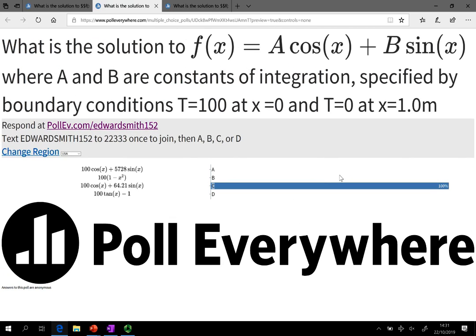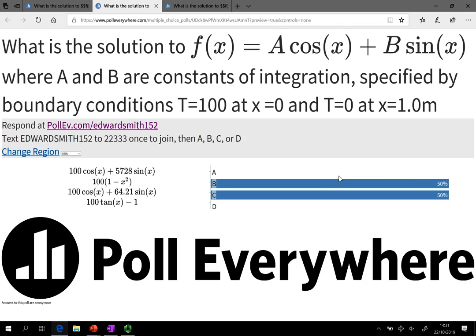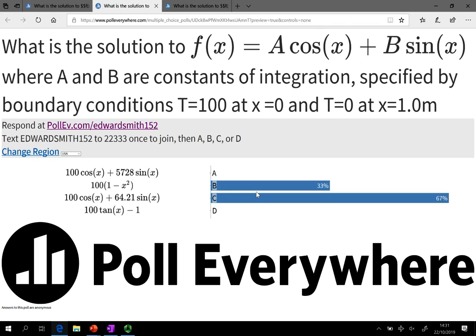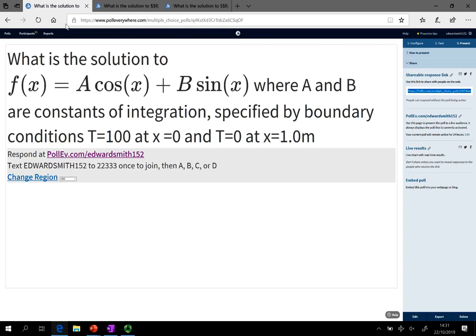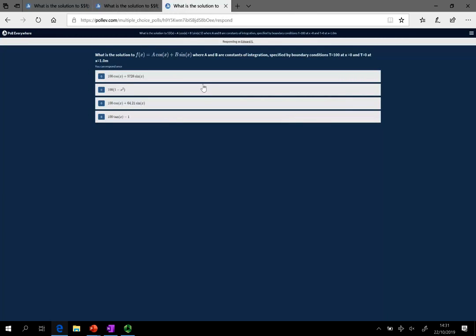Brilliant. So I think almost everyone who's responded has the right answer. Oh, hang on a sec, we've got 50%, 60%. I see, so how does it work? 11 people have participated, but I guess it means you haven't necessarily uploaded the answer yet. Interesting. I'll give you a couple more minutes.